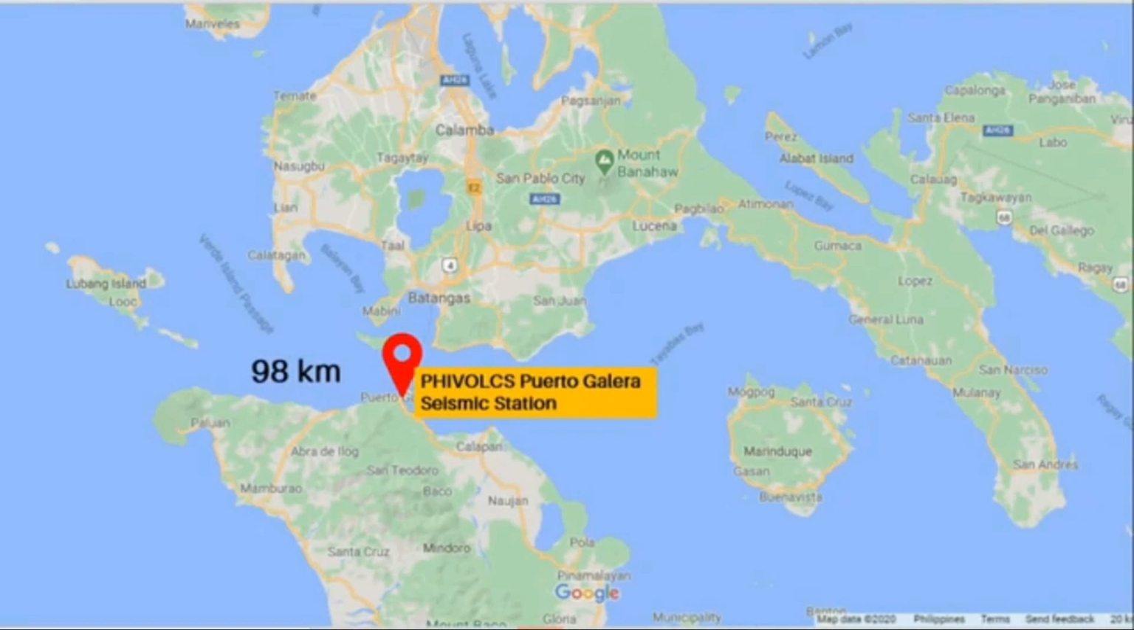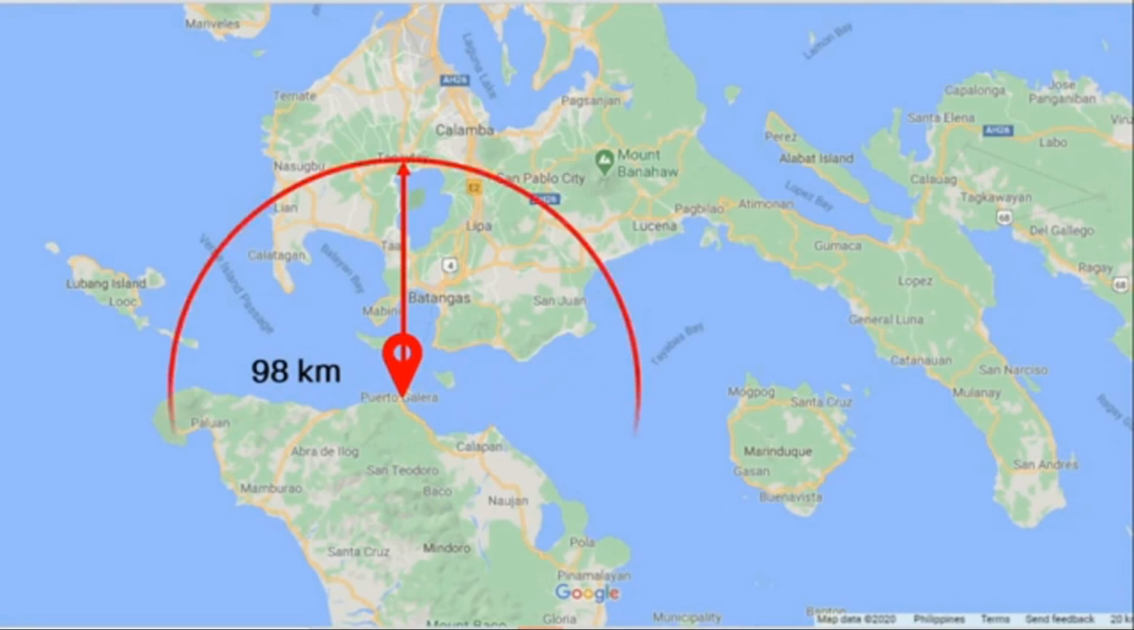However, since the seismic wave travels in all directions, we cannot assume that the epicenter goes only this way, this way, this way, or this way. So, what we're going to do is draw a circle with a radius of 98 kilometers. This will now give us a hint that the epicenter can be found somewhere in that circle.